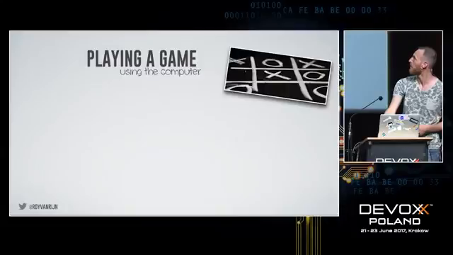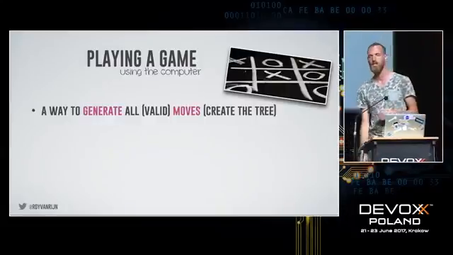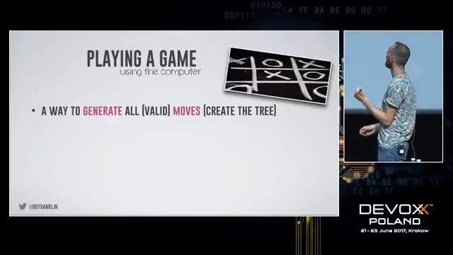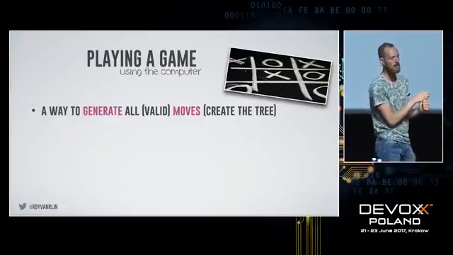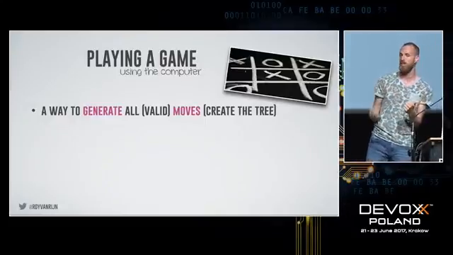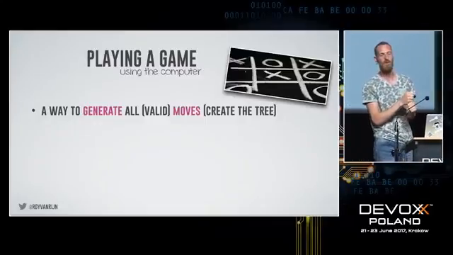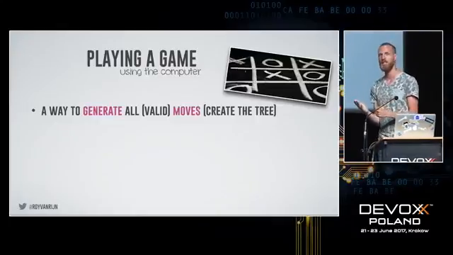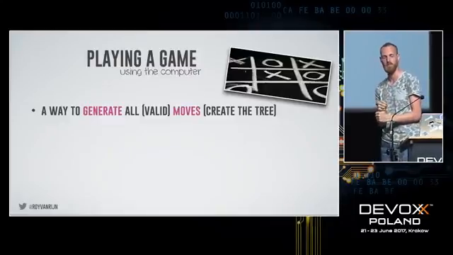So, how do you make a program that plays a game? The first thing you need is a way to generate all the valid moves. That way you can create a tree. So if you want to create a chess bot, you need a chess engine. And a chess engine is an engine that gives you all the possible moves. That's the only game-specific thing. This thing knows everything about the game. It knows the rules, it knows what you can and can't do.